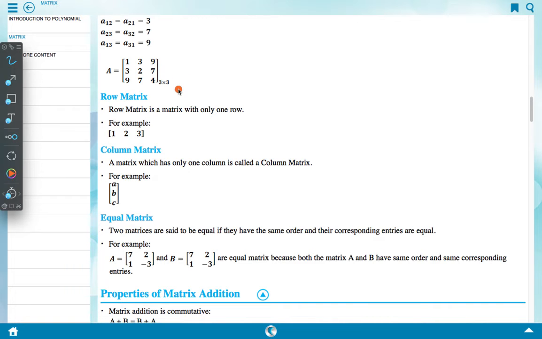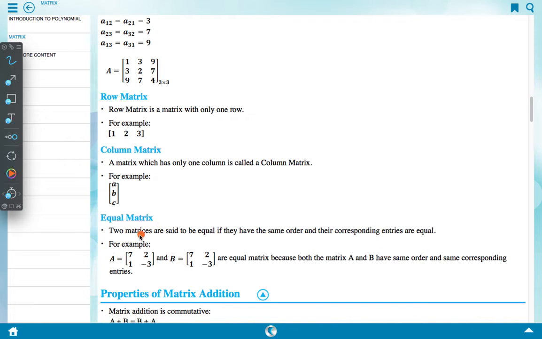Row matrix. A row matrix is a matrix with only one row. For example, 1, 2, 3 is our row matrix. Column matrix. A matrix which has only one column is called a column matrix. For example, A, B, C is our column matrix.